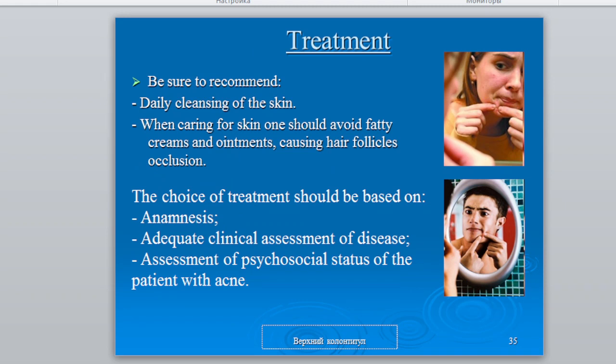Next, treatment. Be sure to recommend daily cleansing of the skin. When caring for skin, one should avoid fatty creams and ointments causing hair follicle occlusion. The choice of treatment should be based on anamnesis, adequate clinical assessment of disease, and assessment of psychosocial status of the patient with acne.